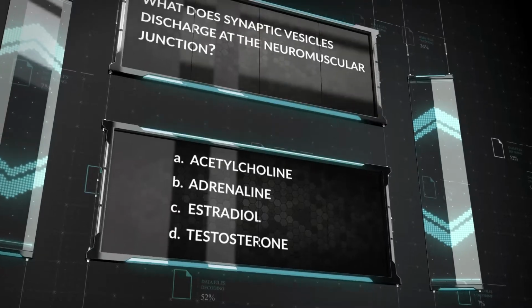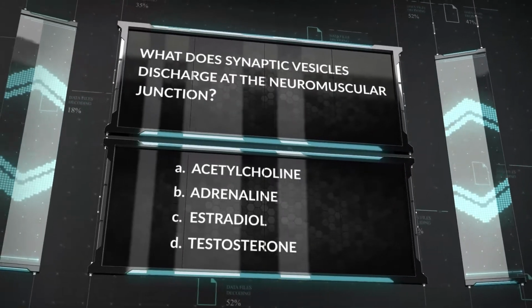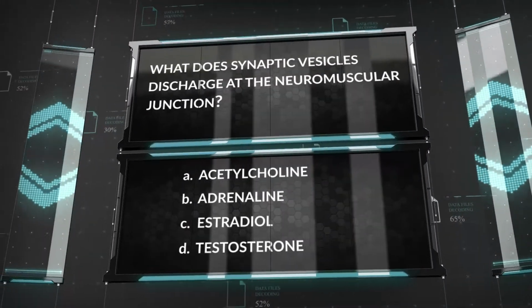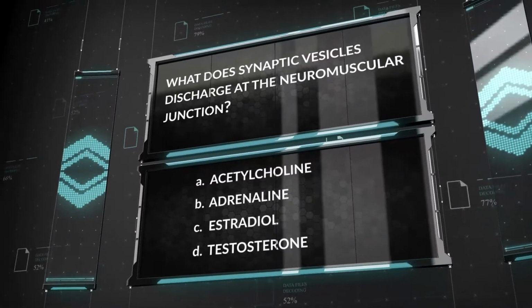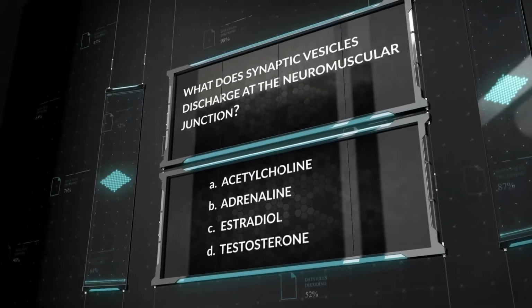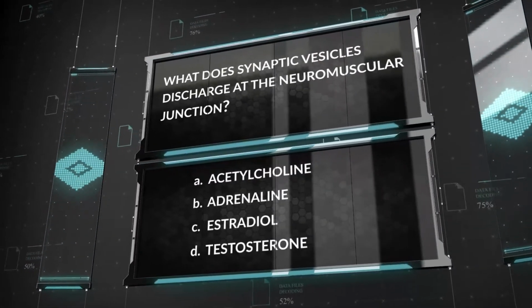Based on this, let's move on to some questions. Question number 1. What do synaptic vesicles discharge at the neuromuscular junction? Option A, acetylcholine. B, adrenaline. Option C, estradiol. D, testosterone.